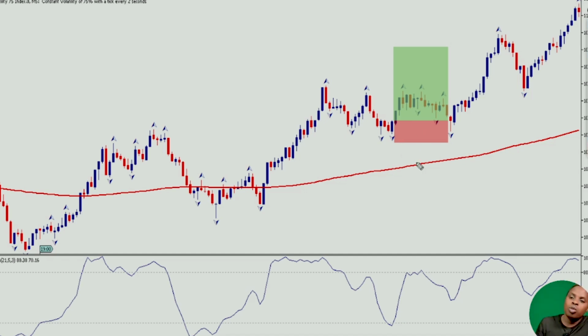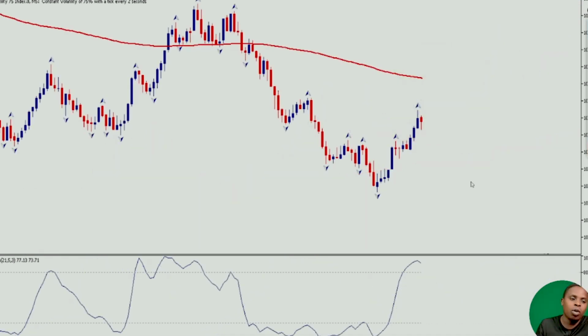Okay, so we can see that the market managed to move also to the upside in this case, right? So remember that these are only examples. I'm going to test these strategies in a minute, right?